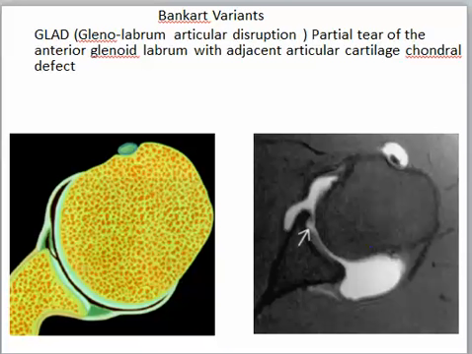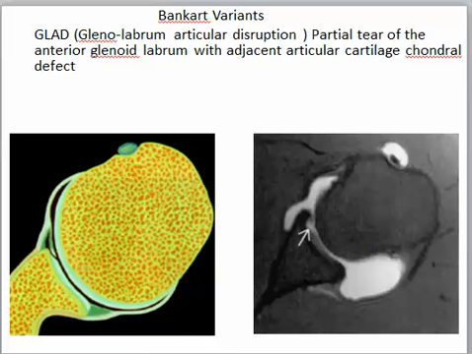The third one is the GLAD, and here there is gleno-labral articular disruption. Gleno means glenoid. That means the labrum is partly disrupted and the cartilaginous layer is showing a pit, a small pit. Here it is. Cartilage is partly involved and the labrum is still in its place. It's a partial tear of the anterior labrum and adjacent cartilage.